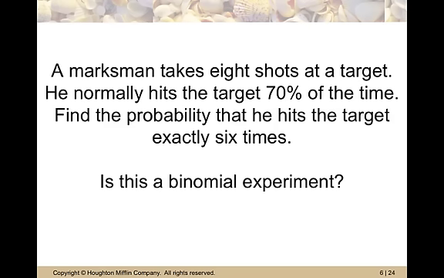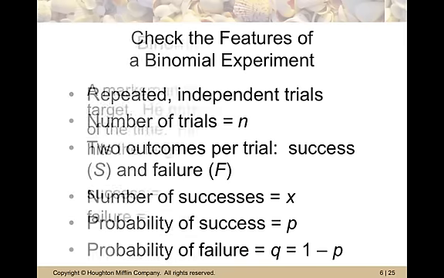A marksman takes 8 shots at a target. He normally hits the target 70% of the time. Find the probability that he hits the target exactly 6 times. So let's see if it's a binomial experiment by checking the characteristics.